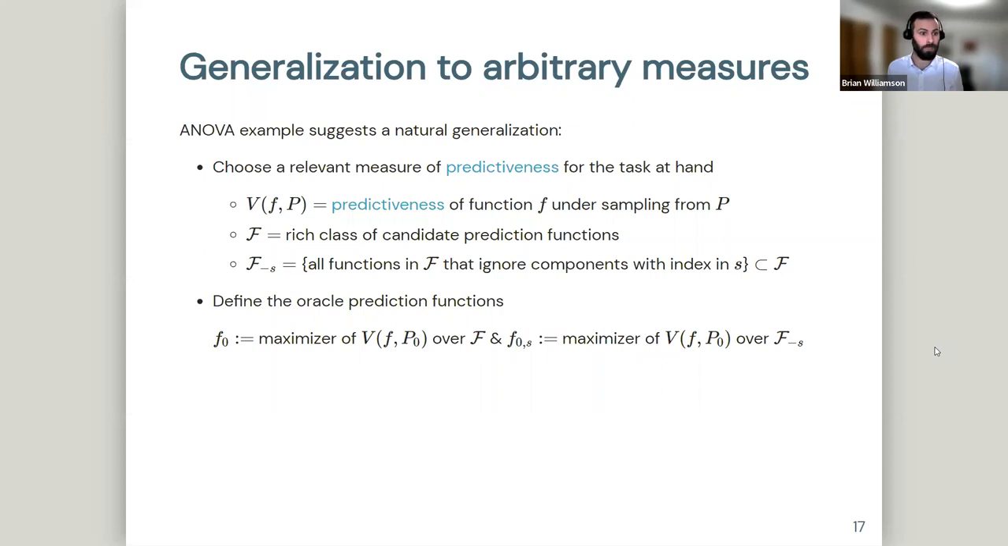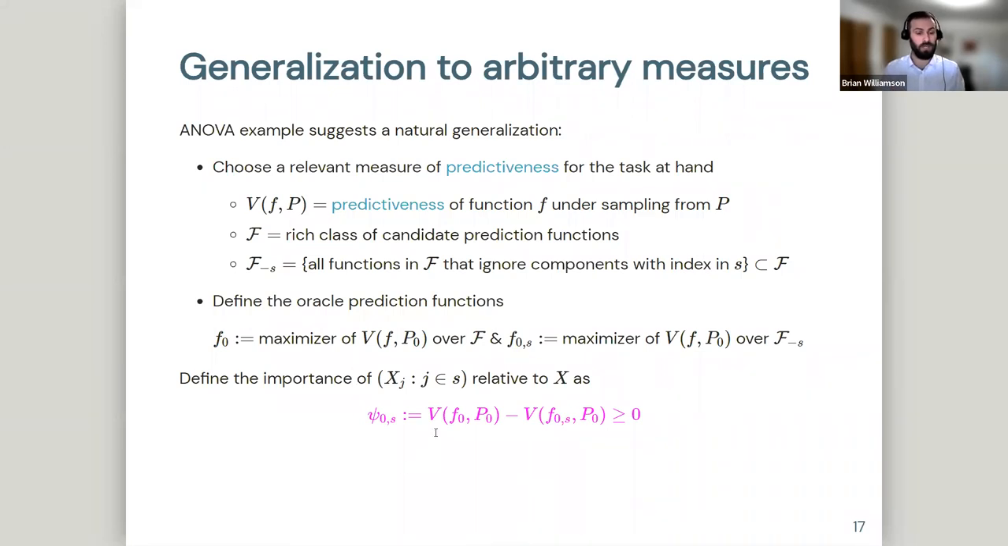but they may be more general. And then to define variable importance, we can just look at the contrast, or the difference, in predictiveness values. So the true variable importance is just going to be the difference in predictiveness between the best possible prediction function F0 and the reduced prediction function F0s. And this is always going to be greater than or equal to zero, just based on how we've defined these maximizers.